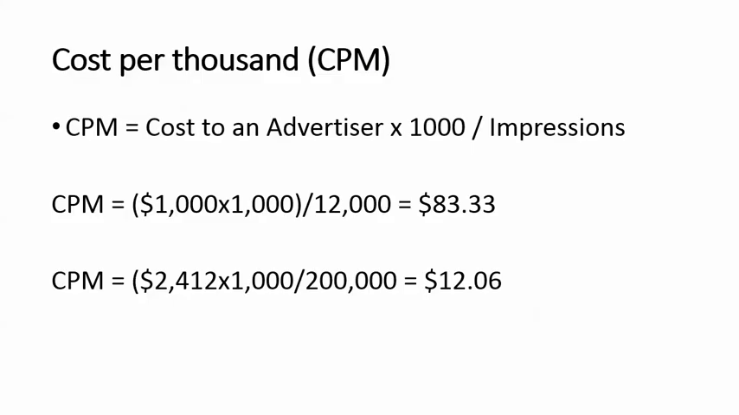So when we look at CPM, we are saying it's the cost to the advertiser or the advertising buy times 1000 divided by the impressions. So one example could be that for $1,000, we times that by 1000, and then we divide it by 12,000 impressions. We would get $83.33. In another example, we'd say, well, we had $2,412 spent. We times that by the 1,000, and we had 200,000 impressions made, so that would be $12.06.